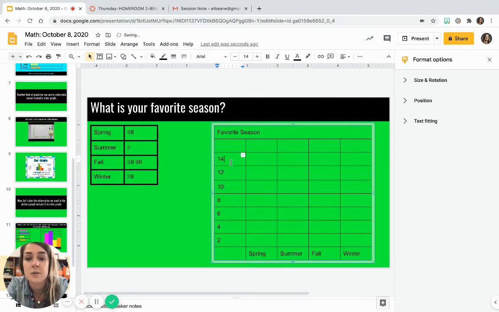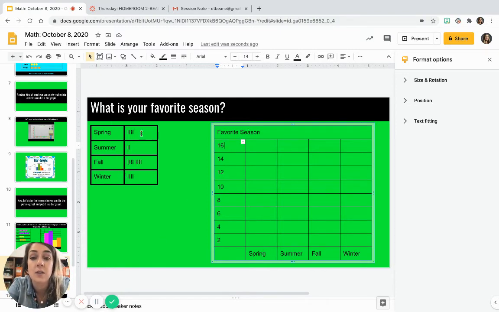I want to show you something about some graphs. Some graphs don't go up by 1s. Some graphs go up by 2s, and you have to make a choice when that happens to not go all the way up to the line. You'll need to go halfway. So I'm not going to do this whole graph. I'm just going to start it.